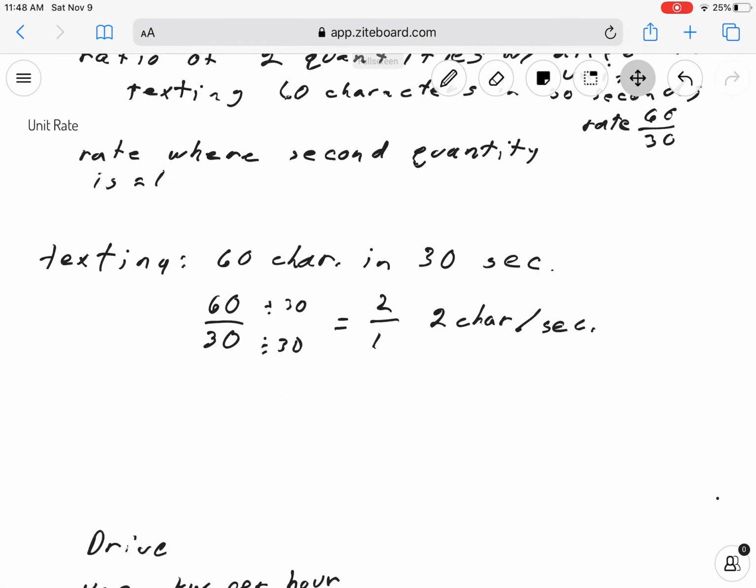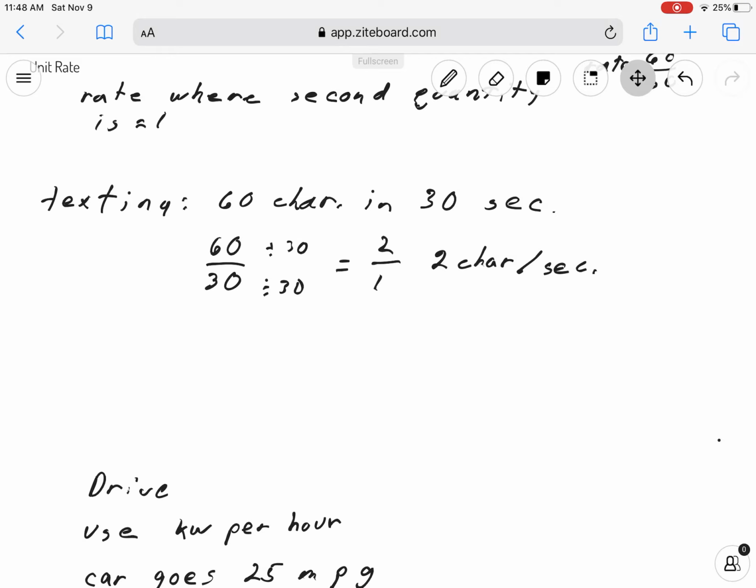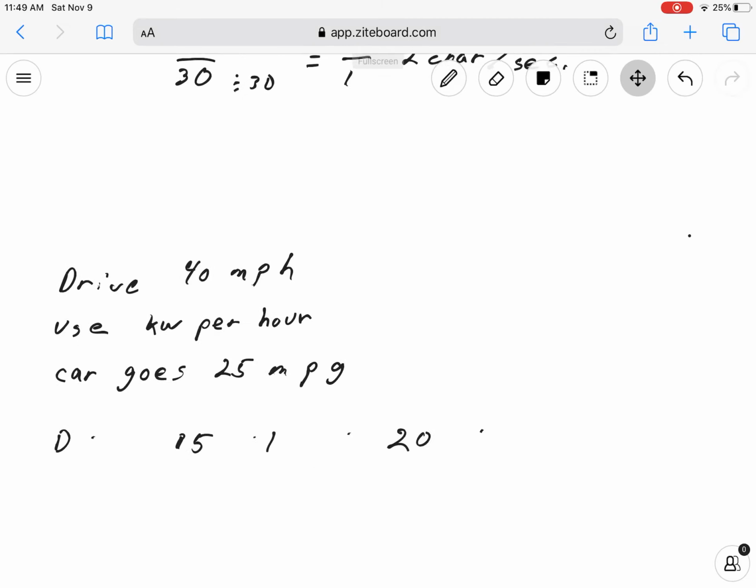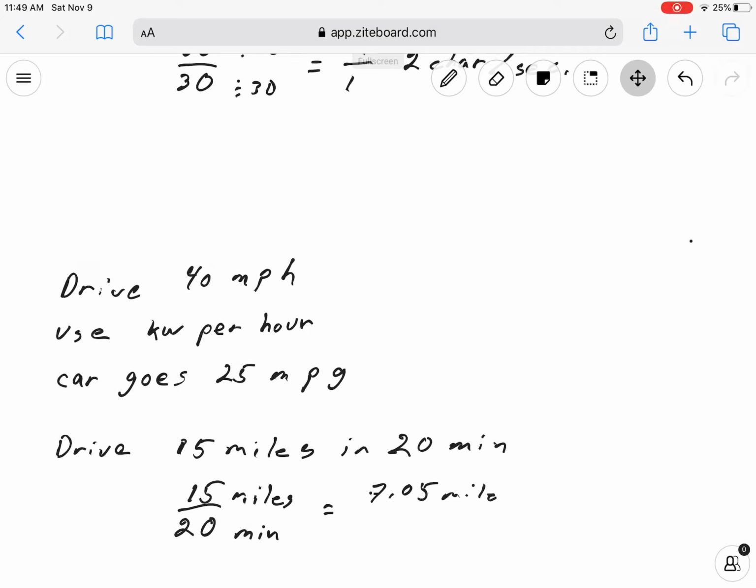You will drive, say, at 40 miles per hour, meaning we go 40 miles in 1 hour. We use kilowatts per hour for electricity. That's how it's measured. Our car goes 25 miles per gallon. For every gallon of gas that it uses, it travels 25 miles. Okay, so we use the unit rates a lot. So we can look at the one for driving here.